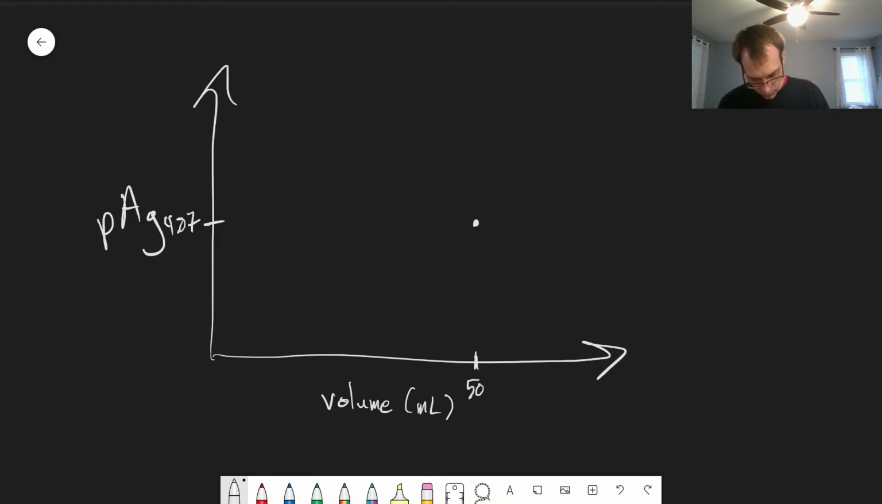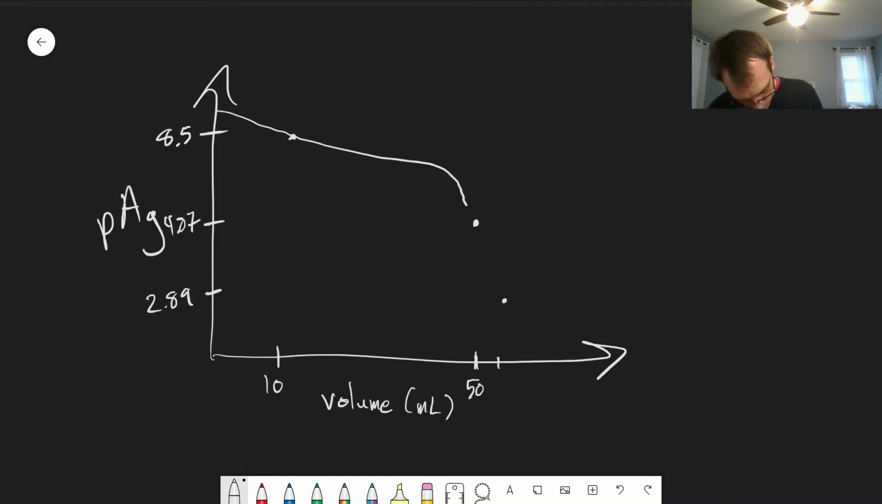We started with something around 10. Our value was 8.5. And then once we get to 52, just past, our value has already dropped to the value we just calculated, which was 2.89. And so the general sort of trend we're going to see is something that looks like this with a very sharp curve here. And continuing on like that. And this is only approximate. I could get you an actual titration curve. We'll look at that in class.